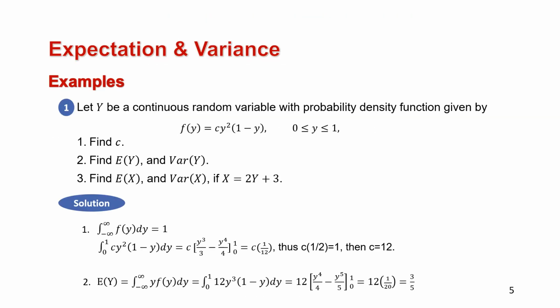Expectation and variance, let's take some examples. Example number 1. Let Y be a continuous random variable with the probability density function given by this form: f of y equals c y squared times (1 minus y), for y from 0 to 1. Find the value of c, find the expected value of Y and the variance of Y, and then find the expected value of X. What's X? It's 2Y plus 3, and also find the variance of X.